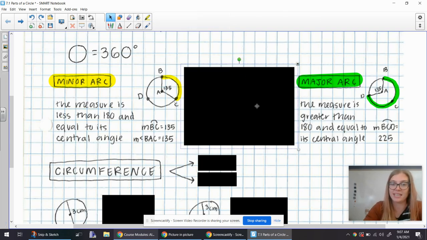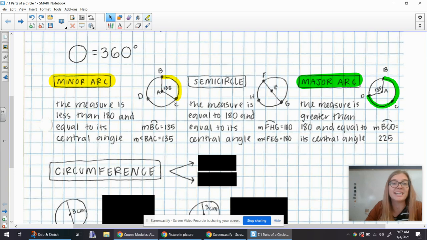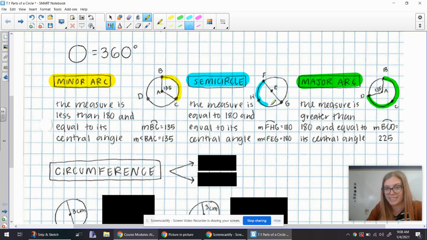Next, we're going to have an arc that is equal to 180. That is called a semicircle. A semicircle has a measure that is equal to 180 degrees, and it's equal to its central angle because its central angle is a diameter. So notice the central angle goes straight across here. It's a diameter. We know that straight angles are 180 degrees, so this arc is 180 degrees.